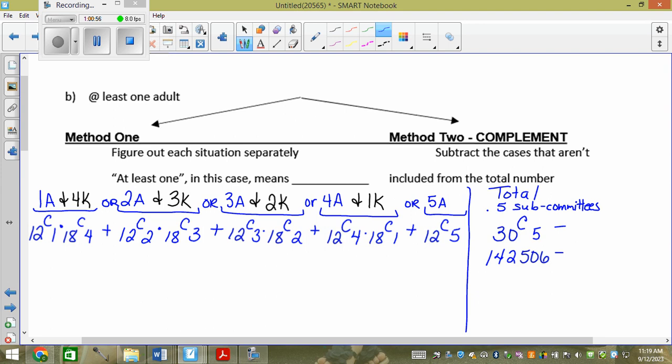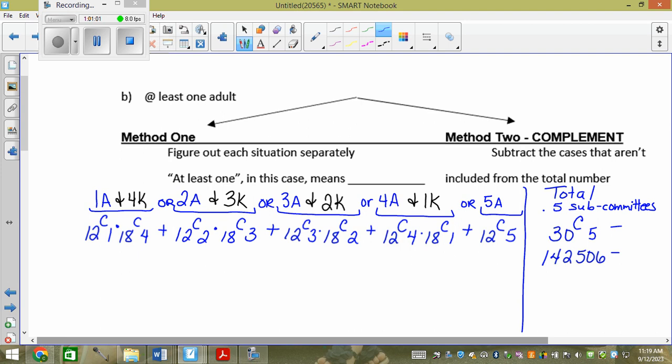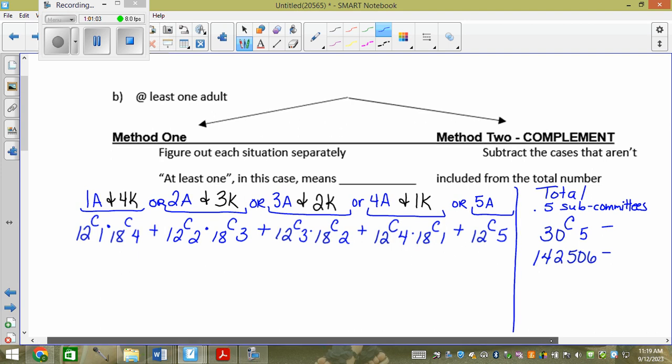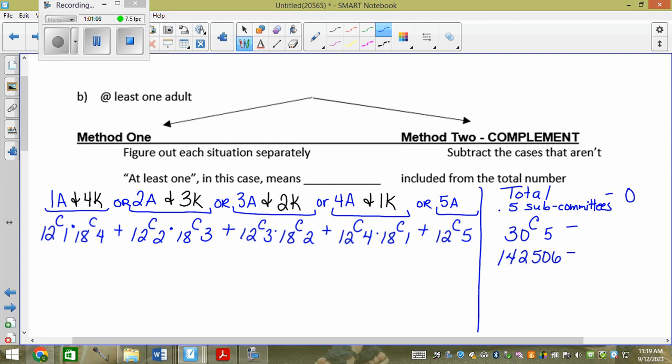So I have 1 adult in here, 2, 3, 4, 5. What's the only case I don't have? 0 adults. So if I take the total subcommittees and I subtract off 0 adults and 5 kids, I will get this answer.